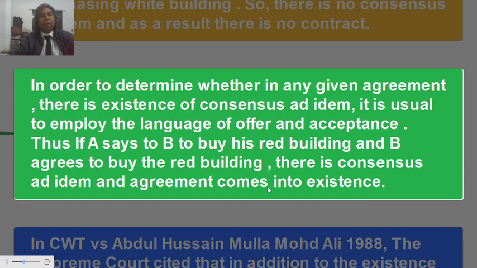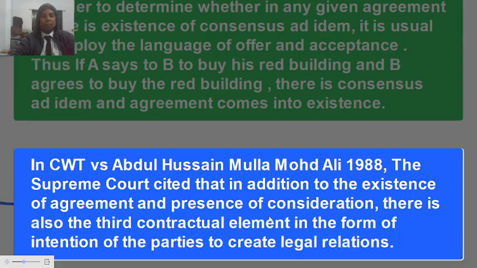In order to determine whether in any given agreement there is existence of consensus ad idem, it is usual to employ the language of offer and acceptance. Thus, if A says to B to buy his red building and B agrees to buy the red building, then there is consensus ad idem and agreement comes into existence.